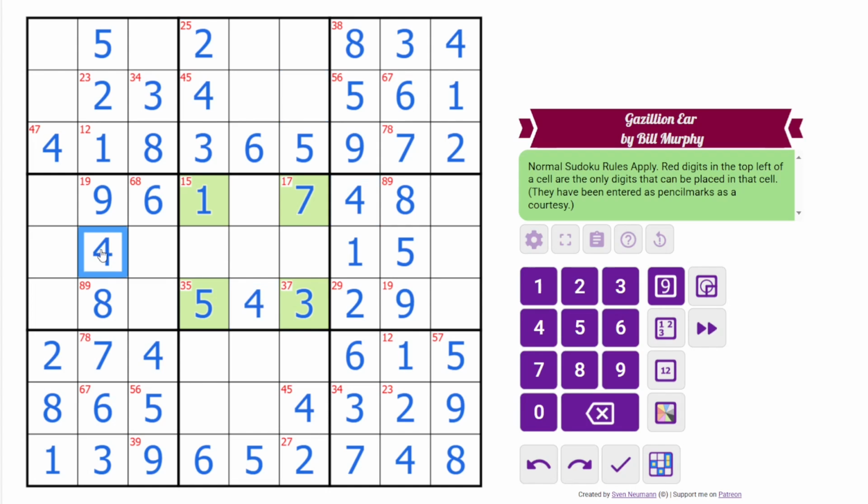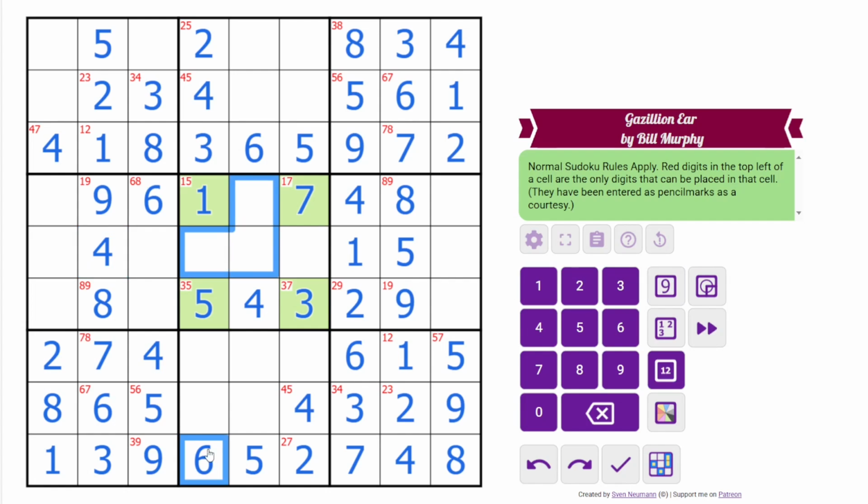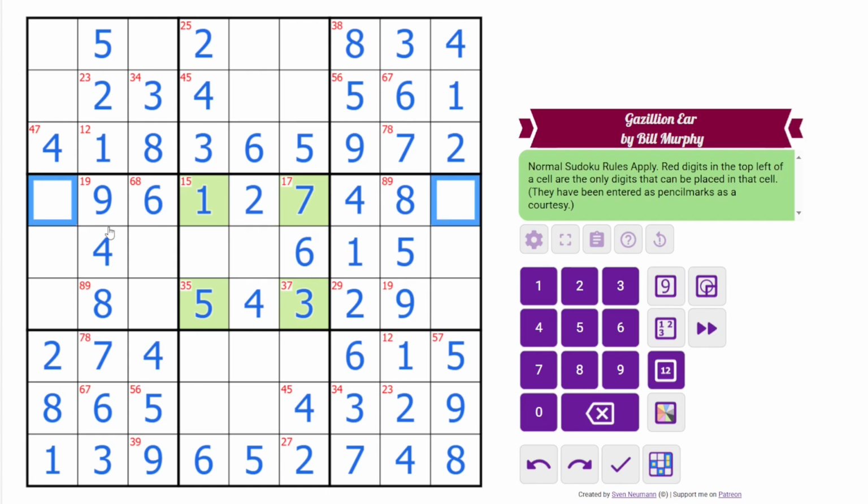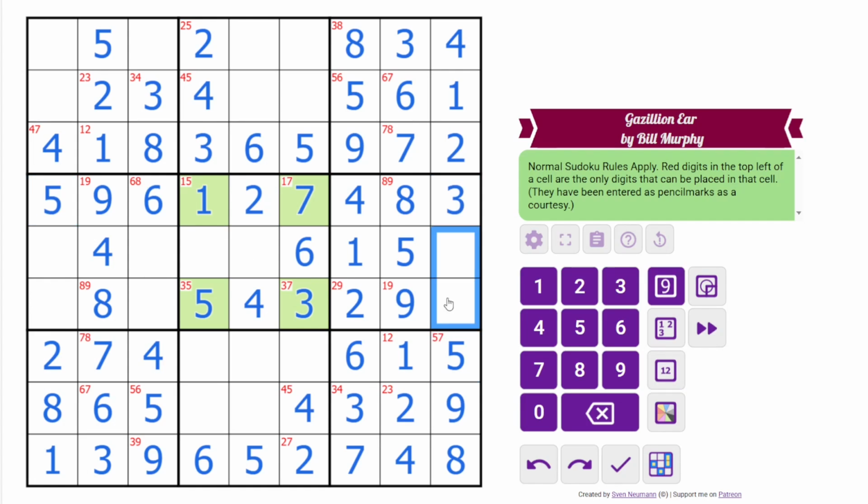4 must go here from these. 6, because of these 6s, must go here. This can't be 8 or 9, so it's 2. This is an 8, 9 pair. Need 3 and 5 in this row. This is now 7, 6, with that 6 there.